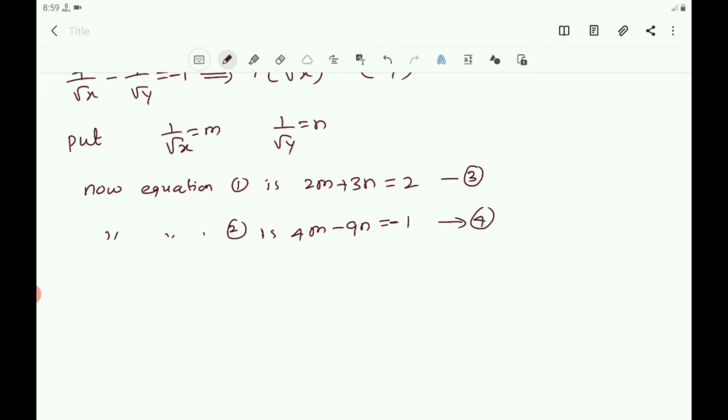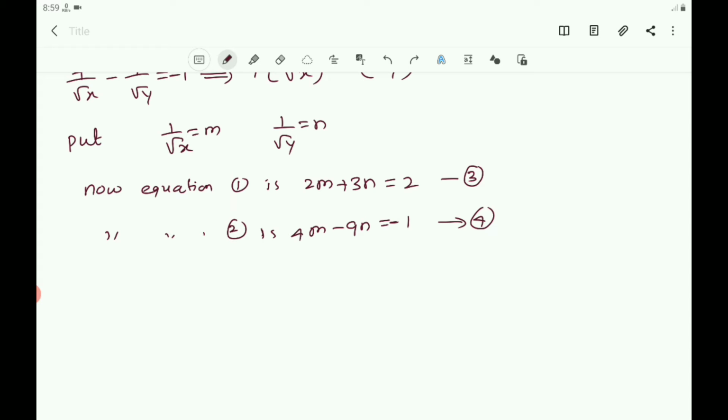To eliminate any one of the variables, verify the coefficient of each variable here. In the first equation, the coefficient of m is 2, the coefficient of n is 3. In the second equation, the coefficient of m is 4 and the coefficient of n is 9. Now here, you must multiply the first equation by 2 to eliminate m, or it can be multiplied by 3 to eliminate n. So if you want to eliminate m, you multiply the first equation by 2 only, and the second equation by 1.